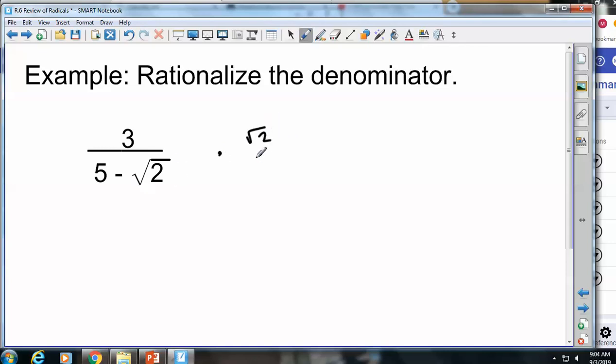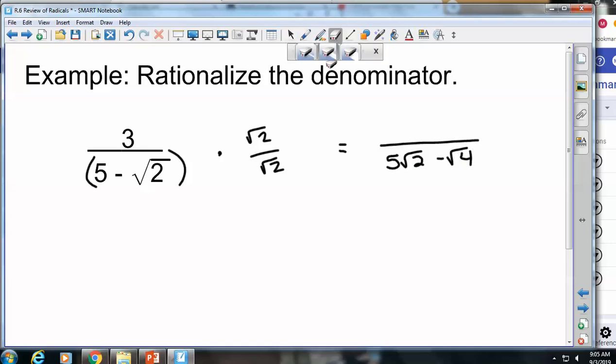If you only multiply by the square root of 2, then if you look at the bottom, since this is 2 terms, you would have to distribute. And you would get 5 square root of 2 minus the square root of 4. Does that actually get rid of my radical? This one would turn into a 2, but all I did was move the issue to the other term.